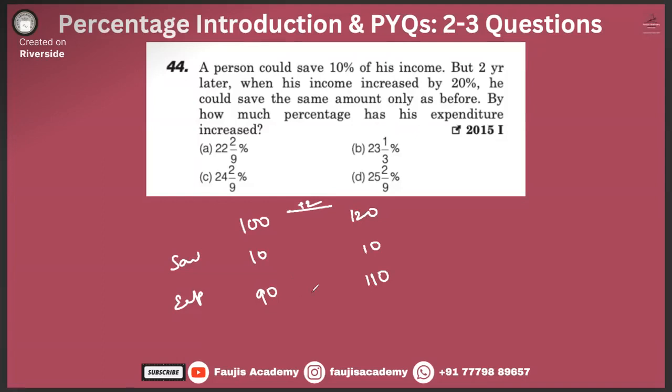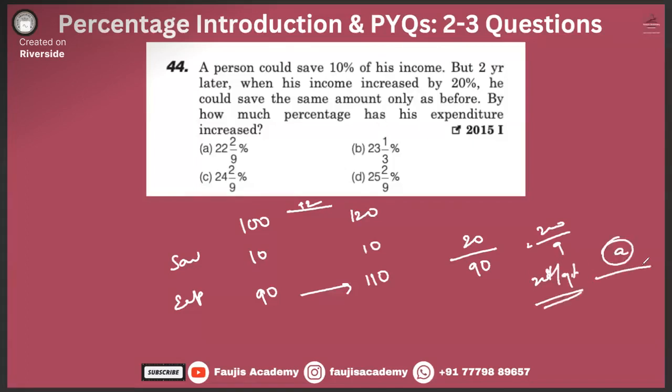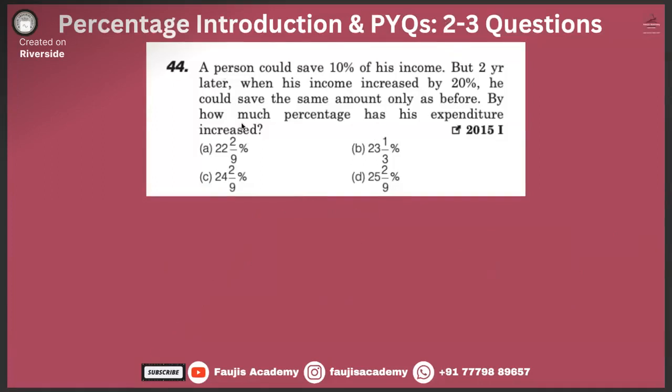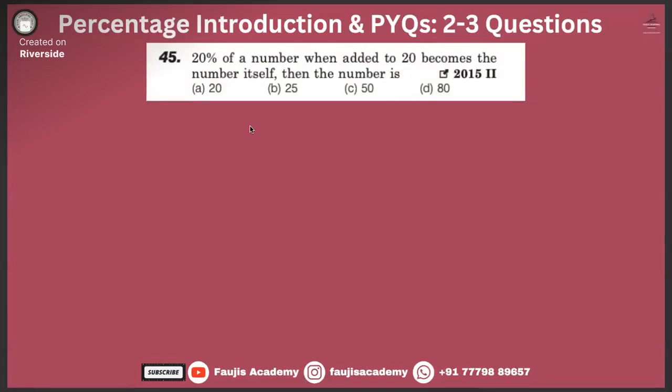How much percentage did his expenditure increase? It has increased by 20 out of 90. Option A, sir. Yep, that's correct. 200 by 9. How much is that? 22 and 2 by 9 percentage. All clear? Yes. Yeah, do this one.